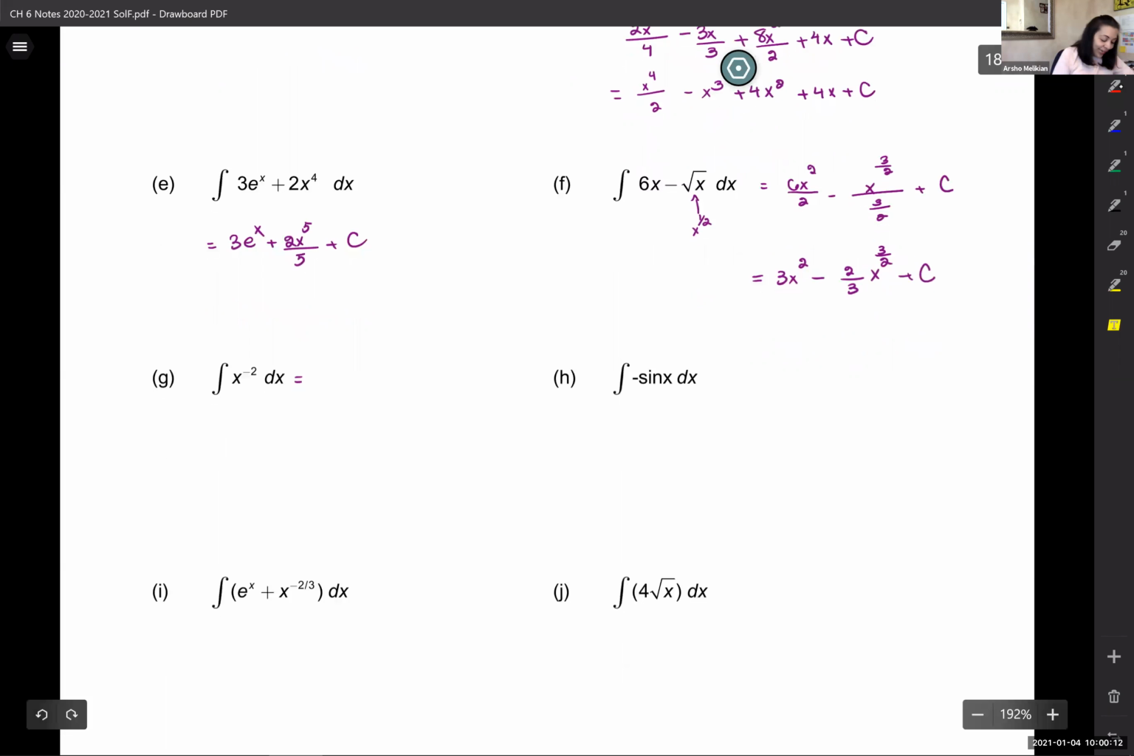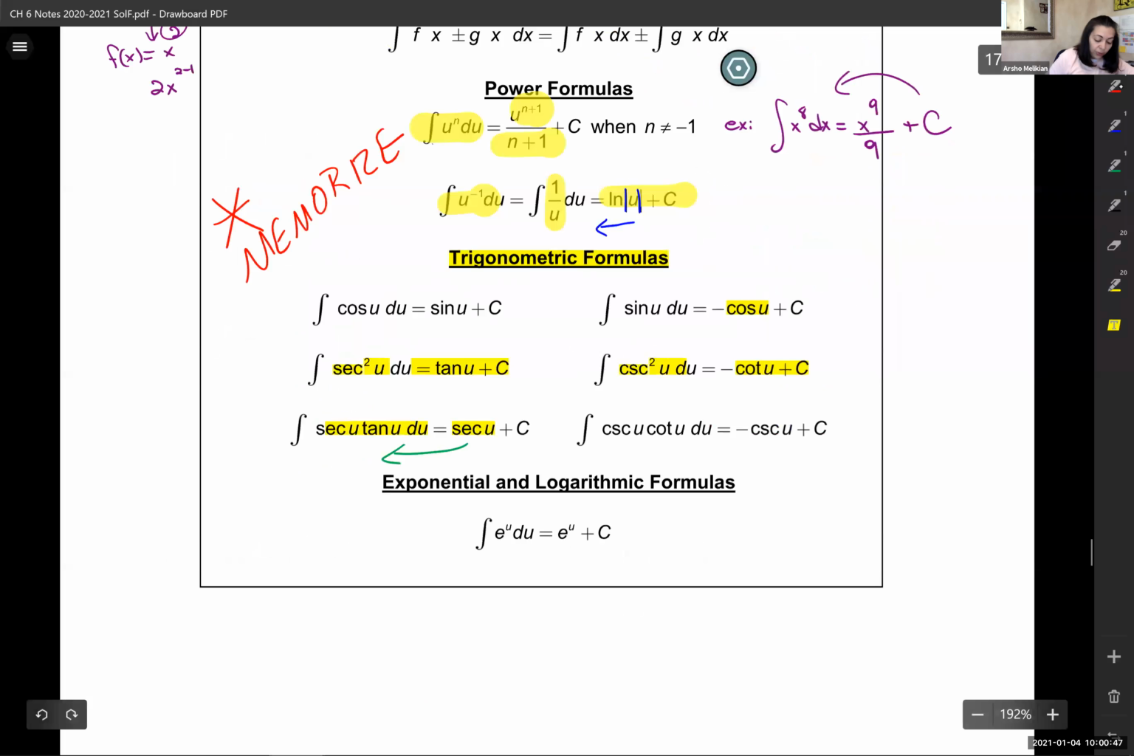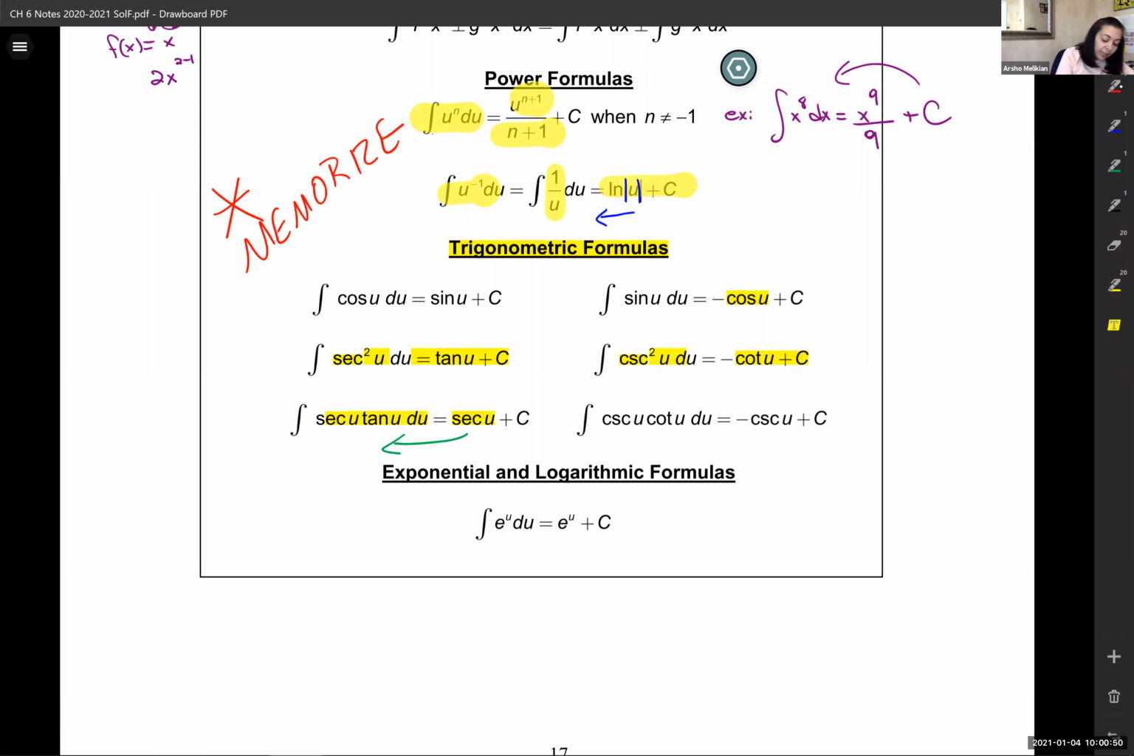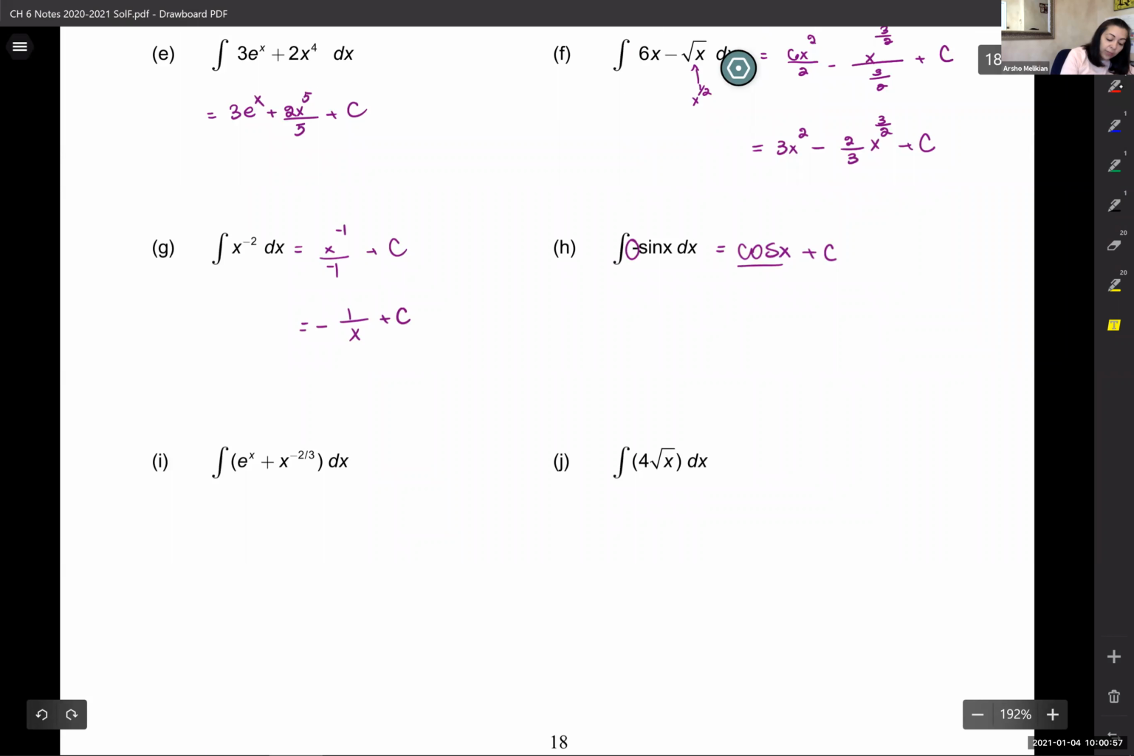All right. Next one. x to the minus 2, right? You add 1. So it's x to the minus 1 over minus 1 plus c. So negative, okay, x to the minus 1 is 1 over x plus c. Okay. Integral of negative sine x, right, is just cosine x plus c. So two ways. First, integral of sine is negative cosine, so there is an extra negative. And also, check: when I take a derivative of cosine, do I get negative sine? I do.